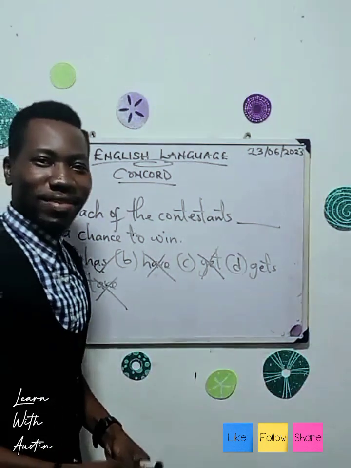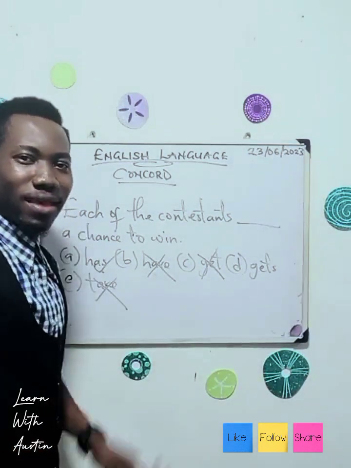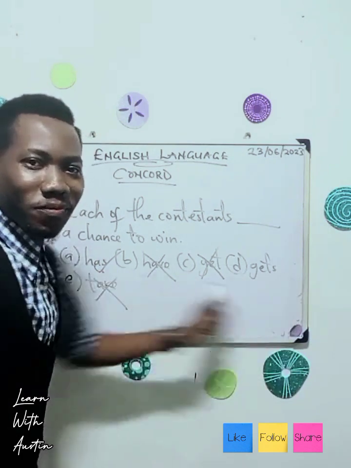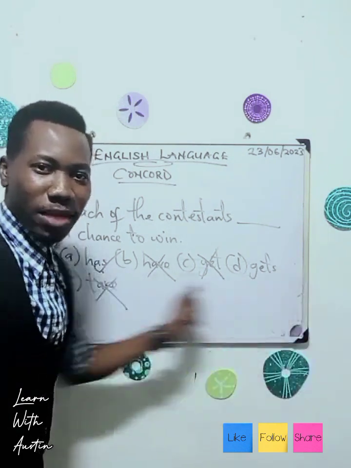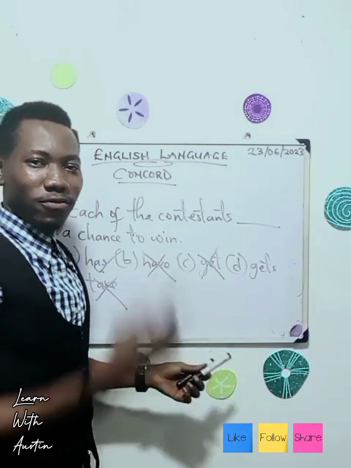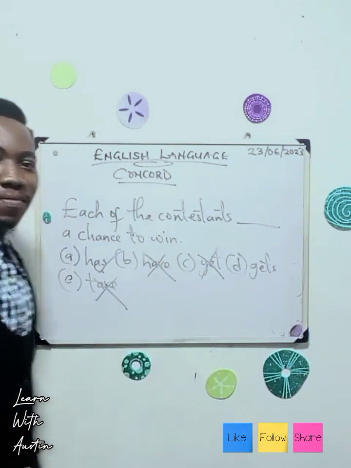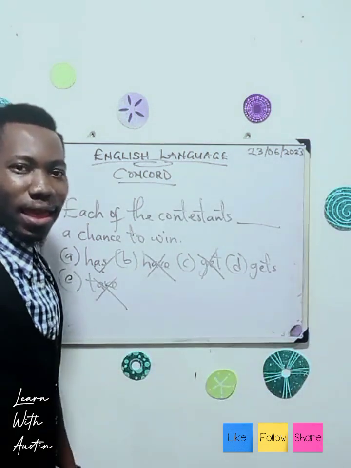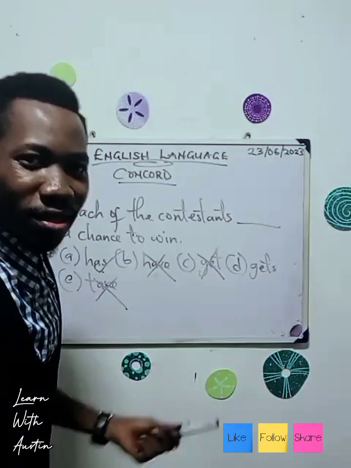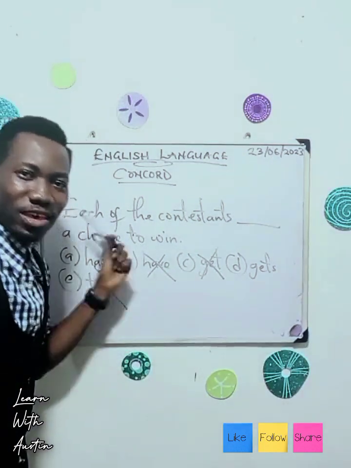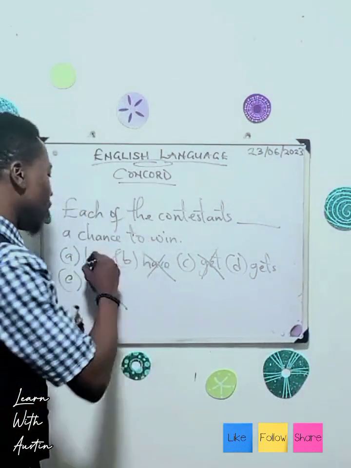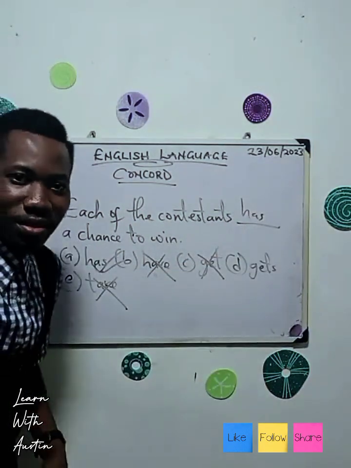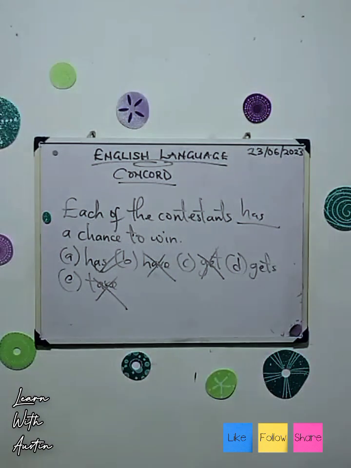But then what if you are in an exam and you have to choose only one answer? These two are correct, A and D. Both of them are singular. But if you have to choose one, so which will you take? You have to take the most suitable one. Between A and D, you probably go for A. Each of them has a chance to win. So that will be the answer in this case. Each of the contestants has a chance to win. That will be our answer. Alright, the next one.